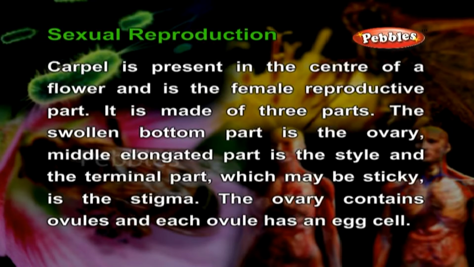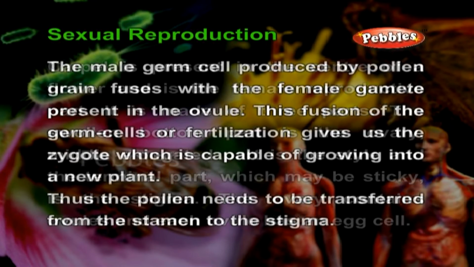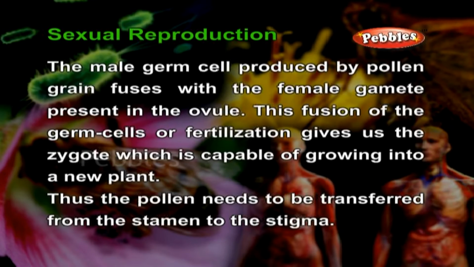Carpel is present in the center of a flower and is the female reproductive part. It is made of three parts. The swollen bottom part is the ovary, the middle elongated part is the style, and the terminal part, which may be sticky, is the stigma. The ovary contains ovules and each ovule has an egg cell. The male germ cell produced by pollen grain fuses with the female gamete present in the ovule. This fusion of the germ cells, or fertilization, gives us the zygote, which is capable of growing into a new plant. Thus, the pollen needs to be transferred from the stamen to the stigma.